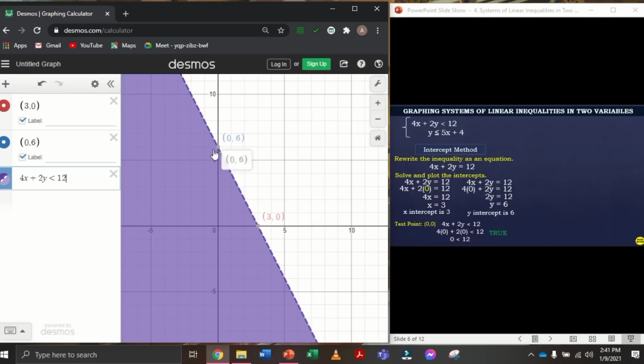So, ang mga solutions po niya ay itong nasa shaded region. Okay, so this is the graph of our first inequality. Okay, let's proceed to the next one.